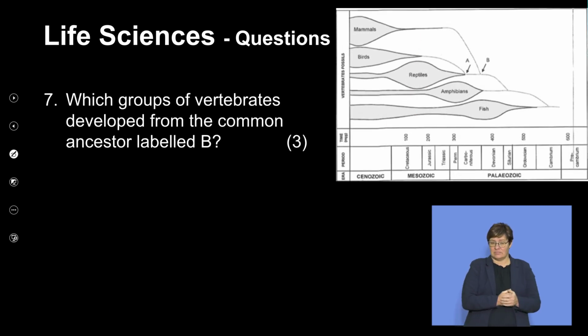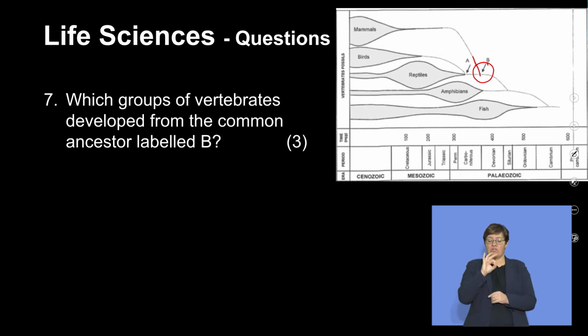Then, lastly, which groups of vertebrates developed from the common ancestor? Those lines linking the different groups together refer to those common ancestors, like the fossils we talked about as transitional fossils. And from that common ancestor, there are three groups developing, namely mammals, birds, and reptiles.